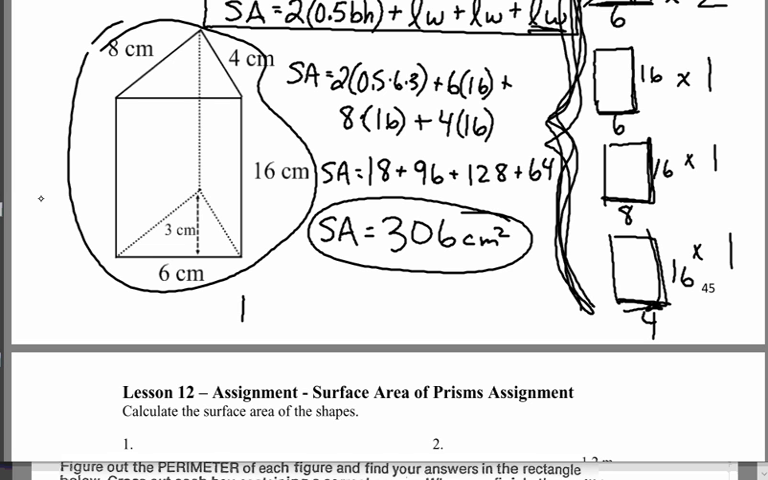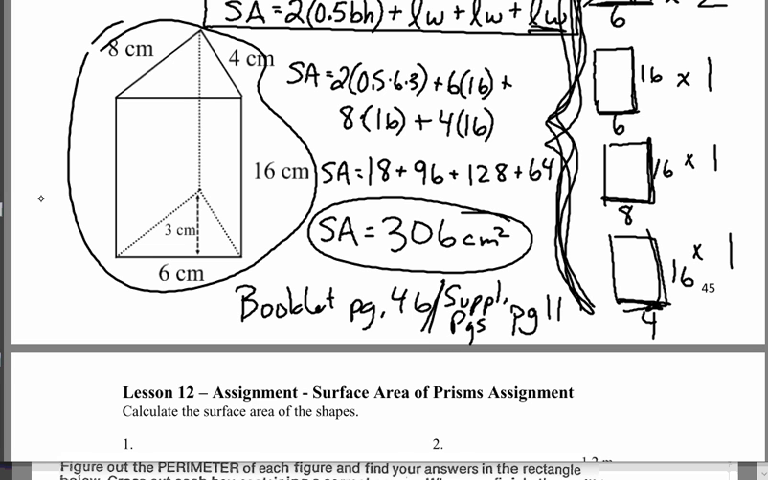Your assignment, booklet, page 46, and supplemental pages, that packet of extra work, page 11. There's what your assignment is. Practice it. Not overly complicated, but enough complication you need to practice. And have fun with it.